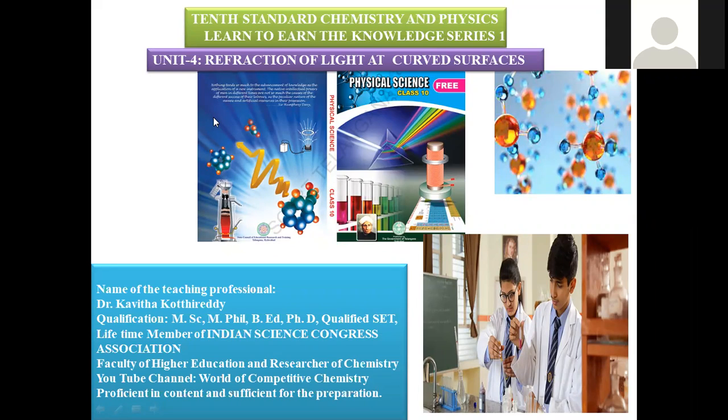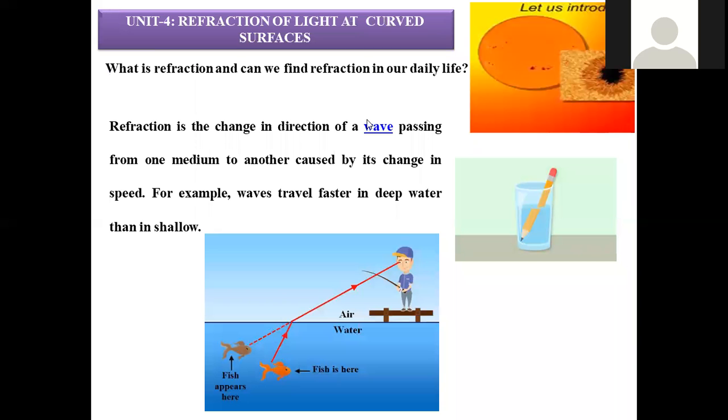In today's session, we are going to start with the 10th class chemistry and physics, where Unit 4 is going to be discussed in Series 1, refraction of light at curved surfaces. Earlier, we completed Unit 1, Unit 2, Unit 3, and the detailed explanation part available on the channel called World of Competitive Chemistry. Now we have entered into the chapter called Unit 4, refraction of light at curved surfaces. So let us go with the discussion of the session.